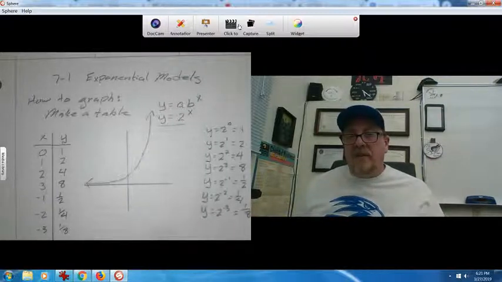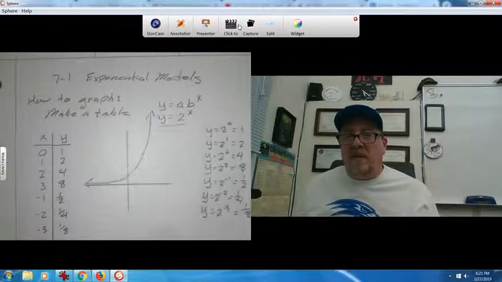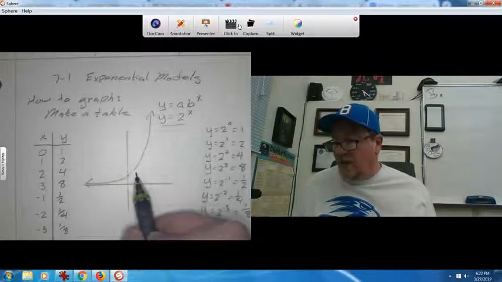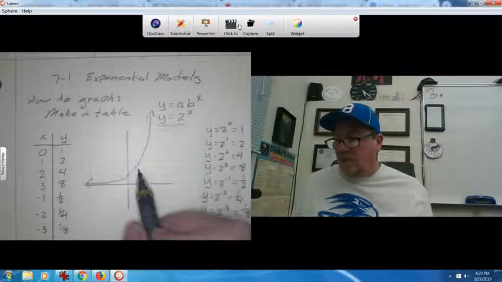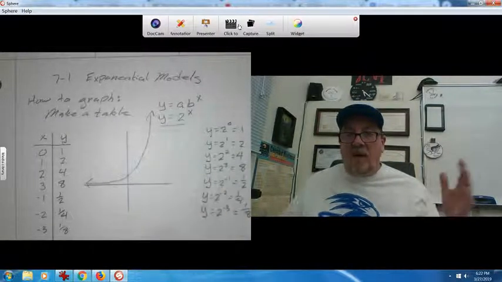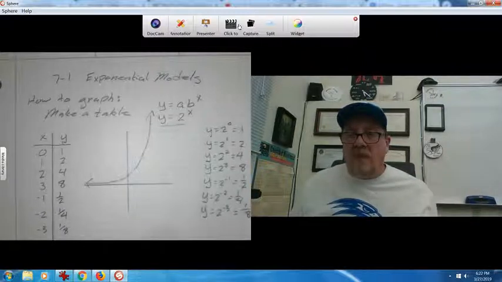Exponential functions model real-world situations like what happens to populations. If we had started with 2 rabbits, after a few months or whatever, we end up with more rabbits. 4, then 8, then 16. It's going to grow really fast.